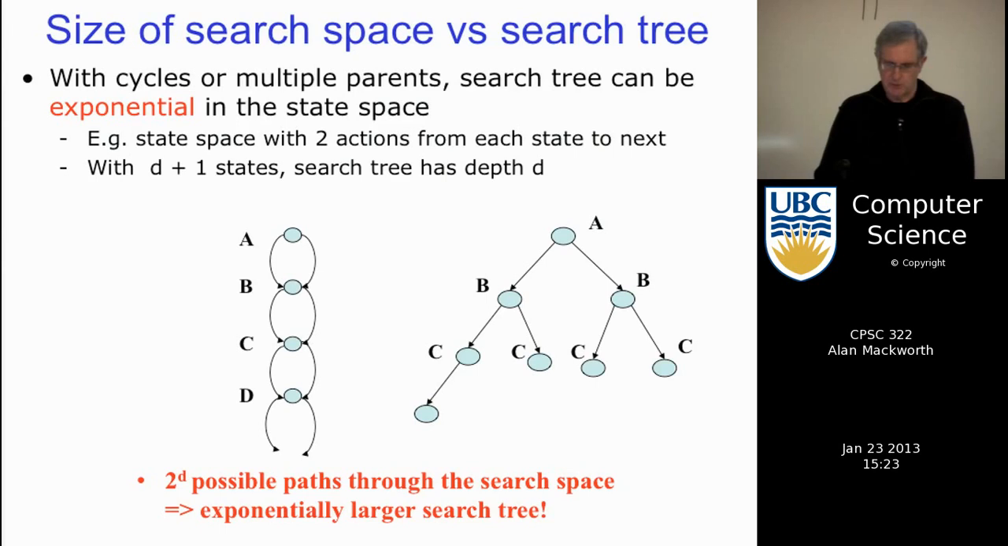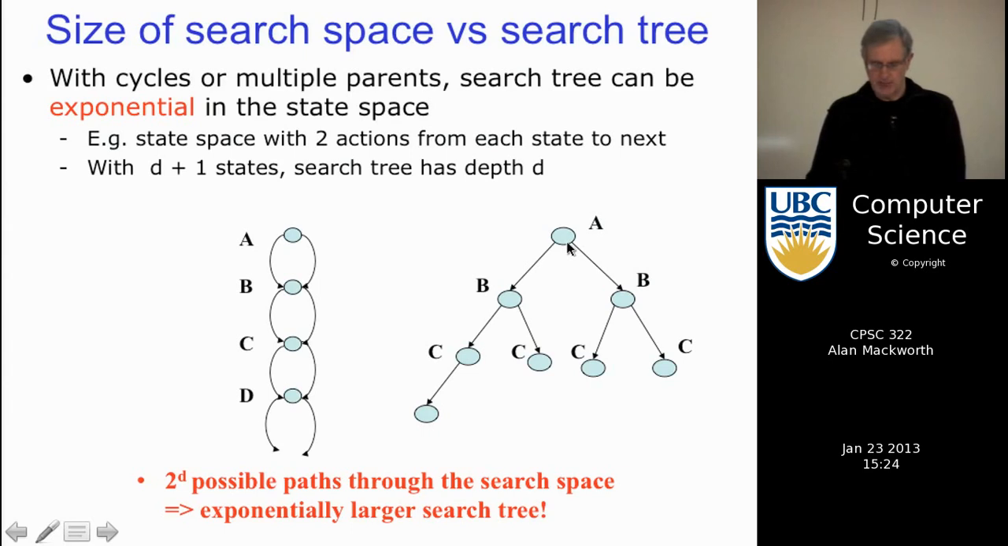Again, to distinguish between the search space and the search tree, if you have cycles or multiple parents, then obviously the search tree can explode. All right, here's a very simple example. We just have 4 nodes, and we just have 2 different ways of getting from A to B. 2 different actions from state A will lead you into state B. Similarly, from B, 2 different actions will lead you to state C, and so on.